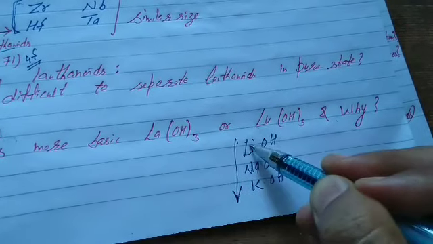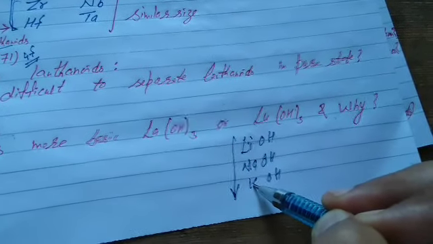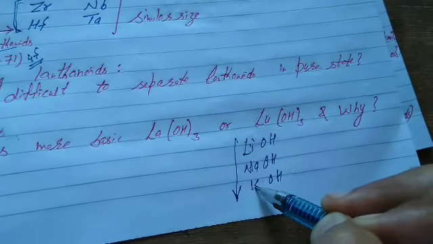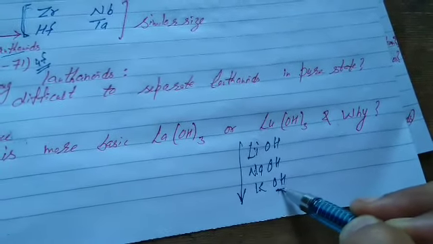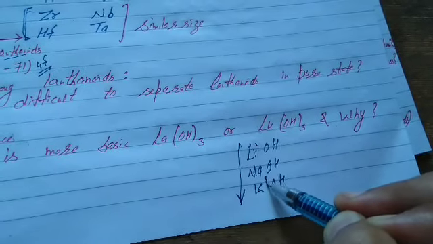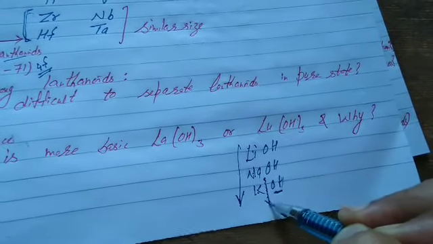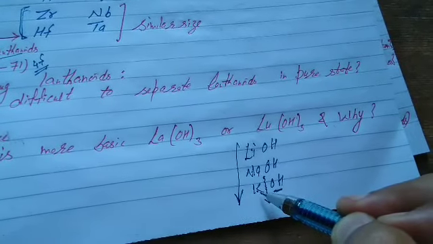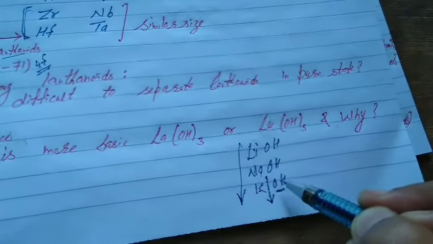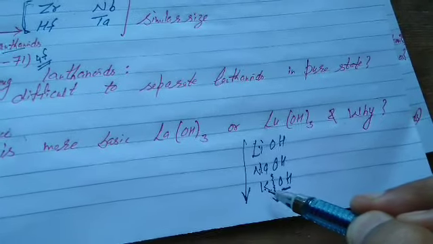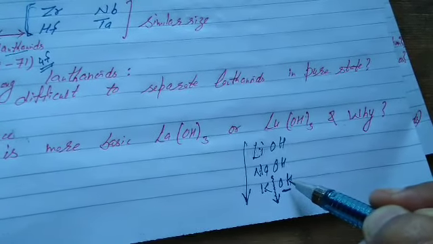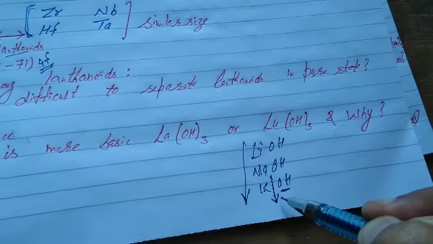Because on moving down the group, the size of the alkali metal increases, so its tendency to form a stable covalent bond with the smaller hydroxide ion decreases, hence the release of OH negative ion becomes easy. The cation part size increases, the cation-anion bond becomes weak. Size of the alkali metal increases, its tendency to form a stable covalent bond with the smaller hydroxide ion decreases, hence basicity increases.